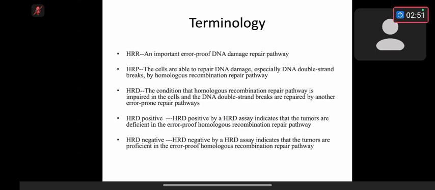What do you mean by HRD positive? That means that we have demonstrated that the homologous recombination repair pathway is deficient by some test. HRD negative means we are not able to demonstrate that the cells have a homologous recombination repair pathway deficiency. The test I will just tell you.